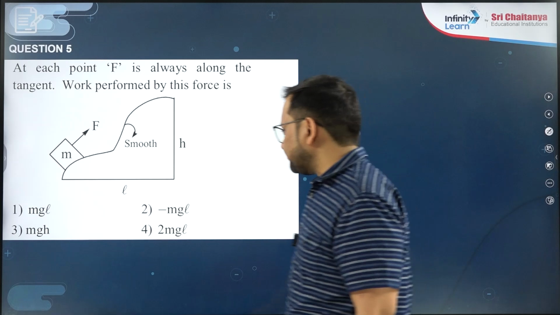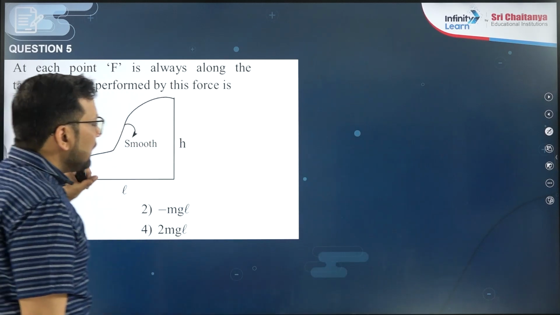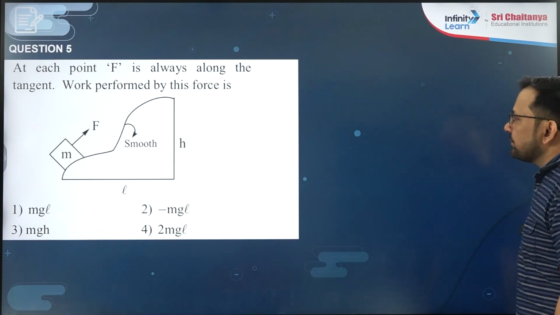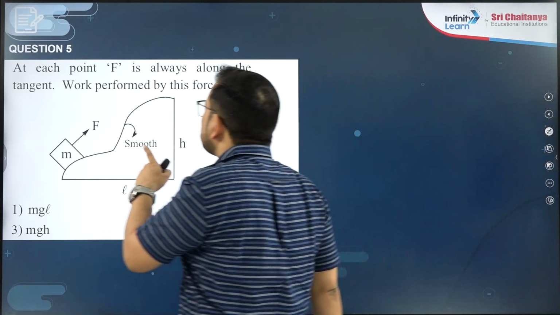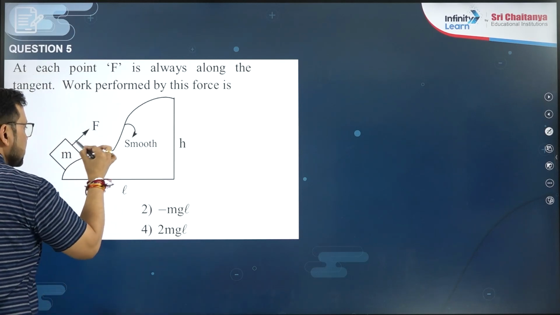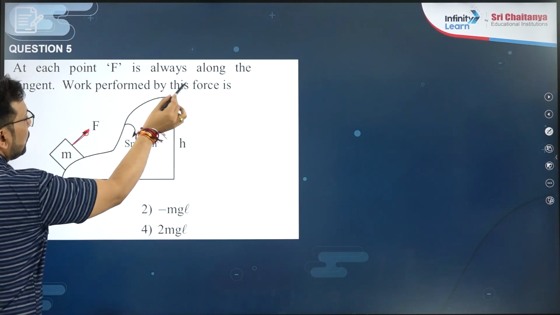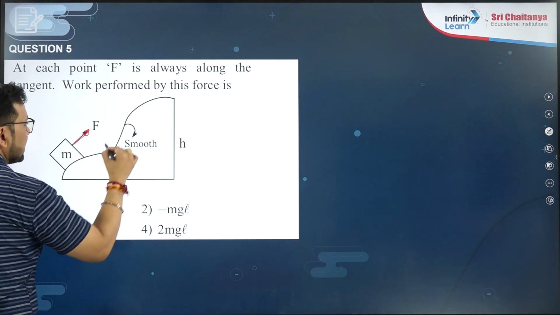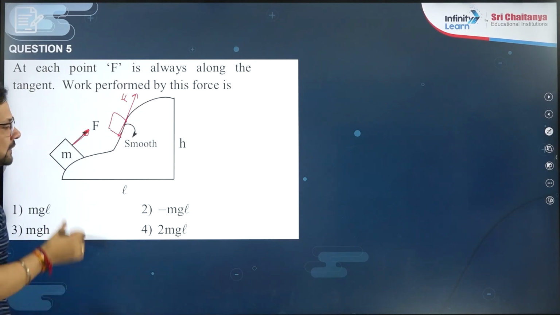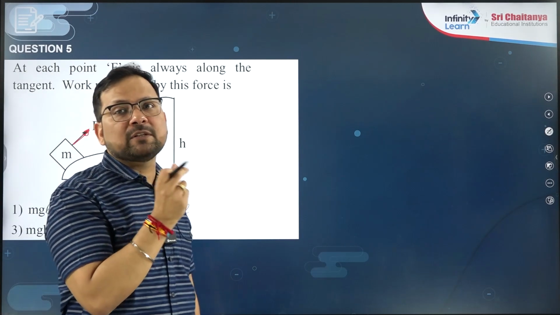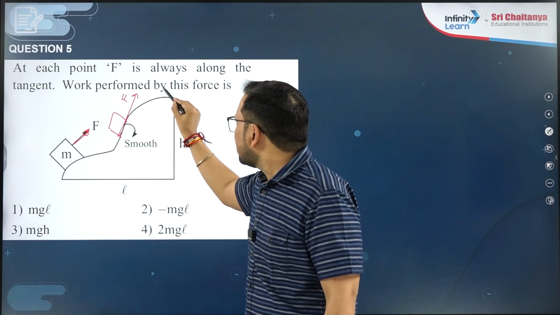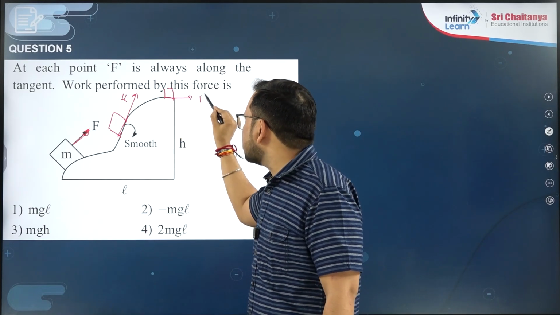Come to this question. First we will do this. Have a look at this question. Try to understand. What is this question? At each point, F is your force. You can see force is acting on it, and force is always along the tangent. Means here the force is like this. Here if the block reaches, along the tangent. Tangent means along the surface. That force is along the surface. Understood? Tangent means along the surface, always. If the block reached here, the force is along the surface like this.